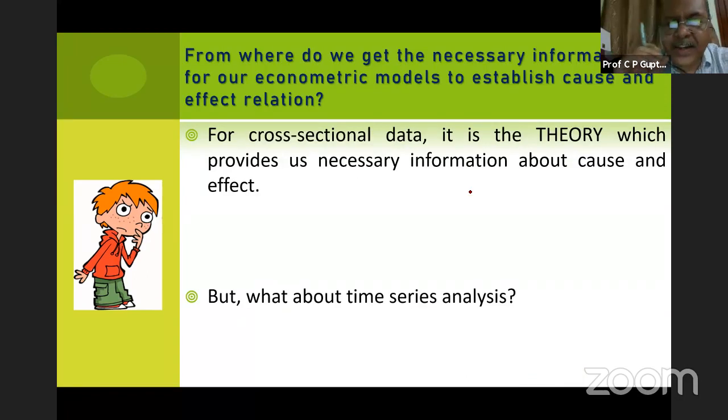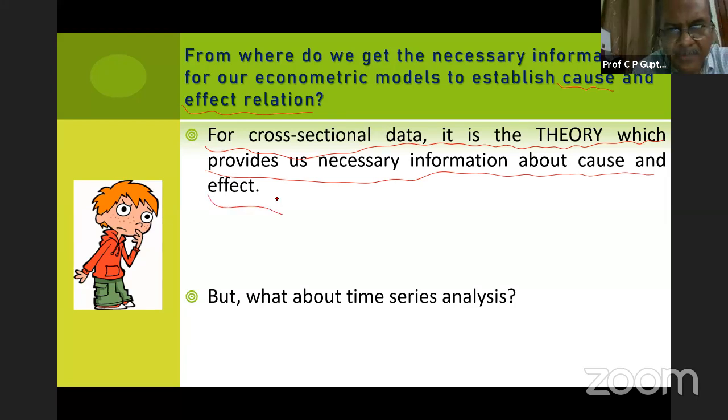From where do we get the necessary information for our econometric models to establish cause and effect relationship? For cross-sectional data, it is the theory which provides us necessary information about cause and effect relationship. So whenever you are working with cross-sectional data, you have to refer to the theory that says this should be a dependent variable and this should be an independent variable. Independent variables are causes and dependent variable is the effect.